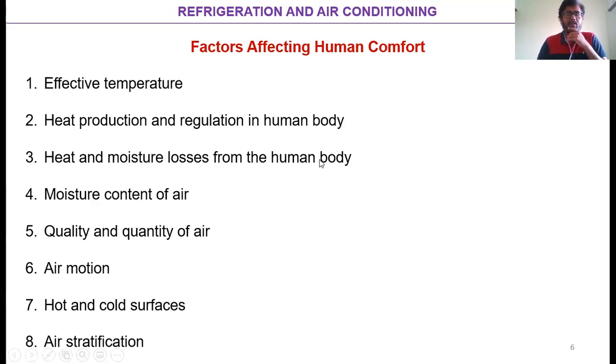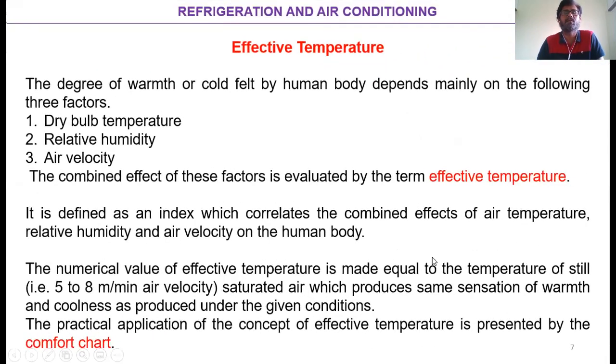Heat production and regulation in the human body, the heat and moisture losses of the human body, which we have discussed in the earlier slides as well, during thermodynamic equilibrium, or the thermal interaction of the human body with the surroundings, moisture content of the air, quality and quantity of the air, the air motion, hot and cold surfaces, and air stratification. So these are very important factors that affect the comfort of the human body. I will discuss the important one, the effective temperature. So let us see what the effective temperature is.